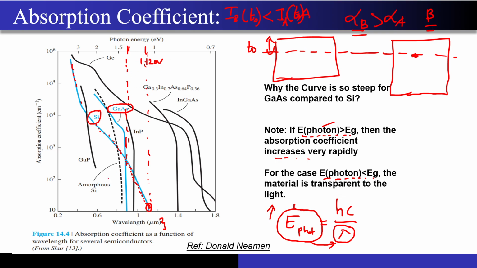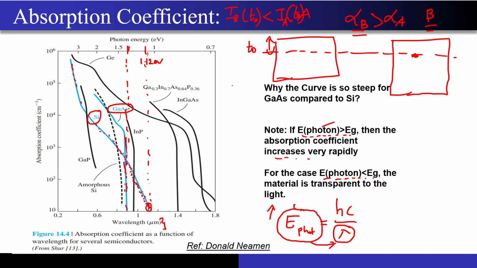Now what is actually happening? What you can see over here is the rate at which the absorption coefficient is increasing. Just see how steep this slope is. The slope is very high. If I look at the silicon, the slope is lower compared to the gallium arsenide. And why did it happen? Why should such be the case?